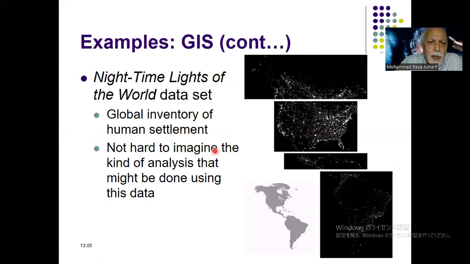For instance, also in GIS, this is North America, this is South America, the nighttime lights of the world data set, global inventory of human settlement from satellite. It is not hard to imagine the kind of analysis that might be done using this data. For instance, you can see North America at night and South America at night, how it is populated, with more light here and less light here.